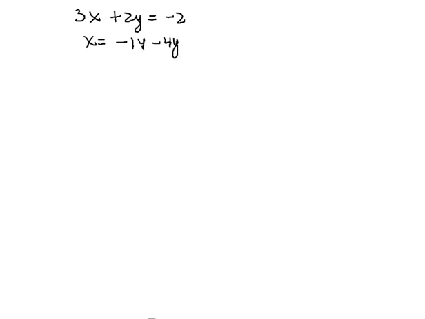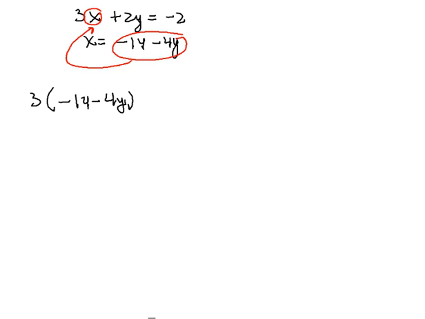Now continuing, what we're going to do is take this expression for x that we just found and substitute it for x into the first equation. If we do that, we will have 3 times the quantity negative 14 minus 4y plus 2y is equal to negative 2. And if we distribute it, we'll have negative 42 minus 12y plus 2y is equal to negative 2.